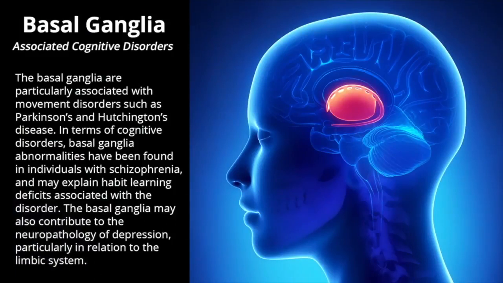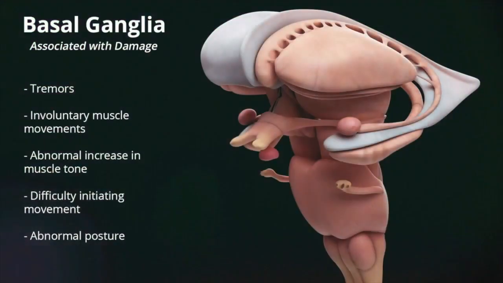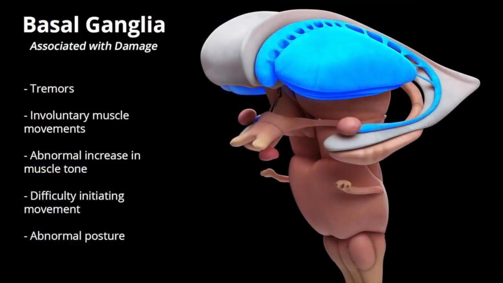Associated cognitive disorders. The basal ganglia are particularly associated with movement disorders such as Parkinson's and Huntington's disease. In terms of cognitive disorders, basal ganglia abnormalities have been found in individuals with schizophrenia and may explain habit learning deficits associated with the disorder. The basal ganglia may also contribute to the neuropathology of depression, particularly in relation to the limbic system. Conditions associated with damage include tremors, involuntary muscle movements, abnormal increase in muscle tone, difficulty initiating movement, and abnormal posture.